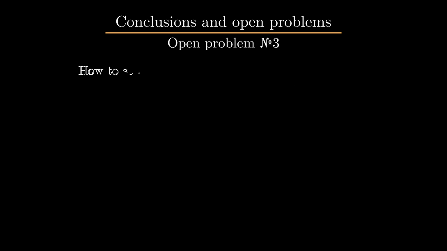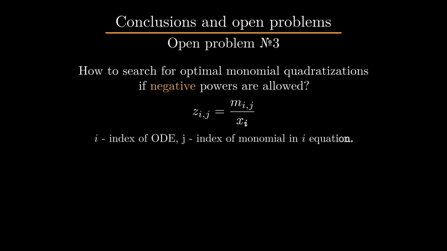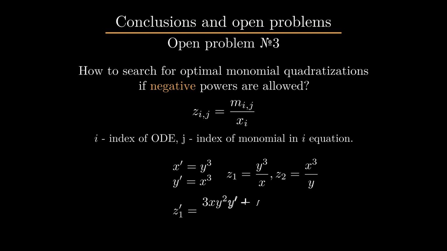The third open problem is how to search for an optimal monomial quadratization if negative powers are allowed. We proved that if we introduce a variable of a particular form for each monomial in the input system, this set of new variables will be a quadratization. For example, consider an ODE system. We introduce variables y cubed divided by x and x cubed divided by y that satisfy the proposed form. As we can see, they are indeed a quadratization of the input system.